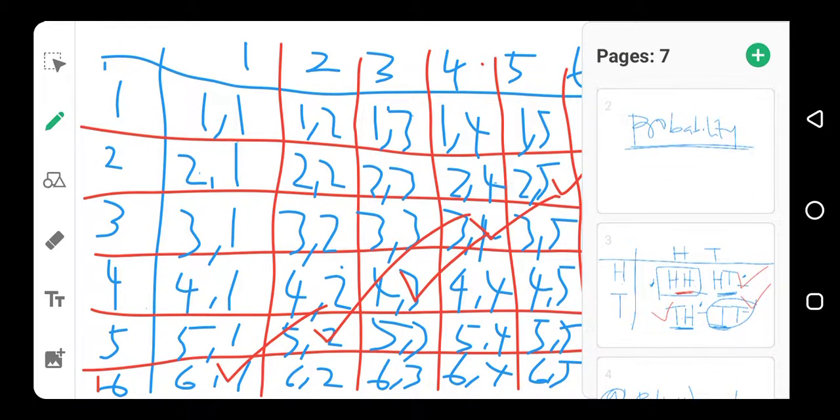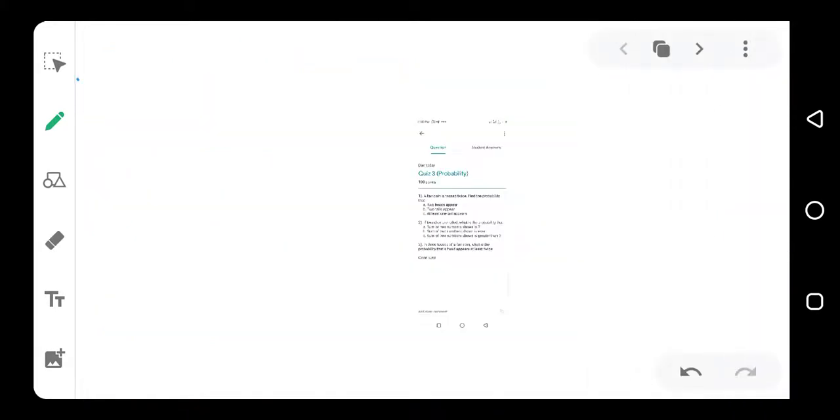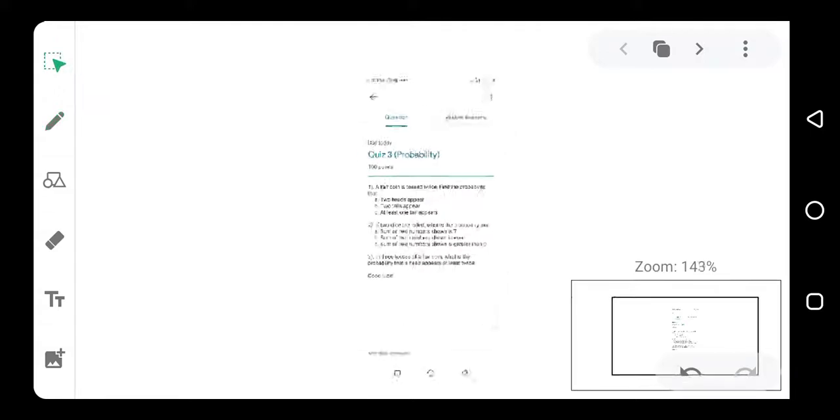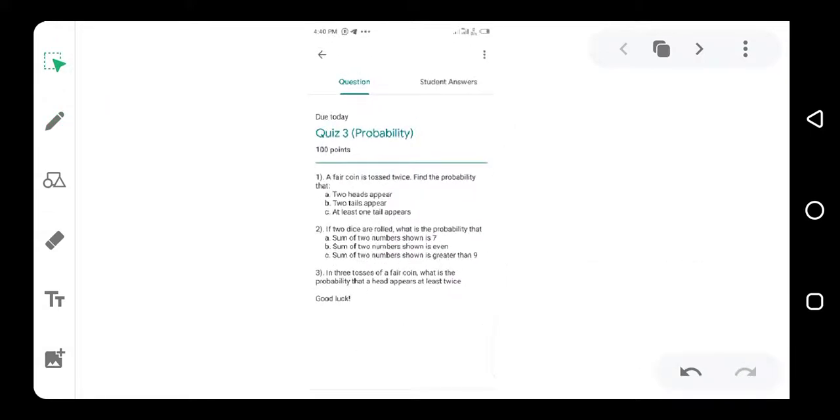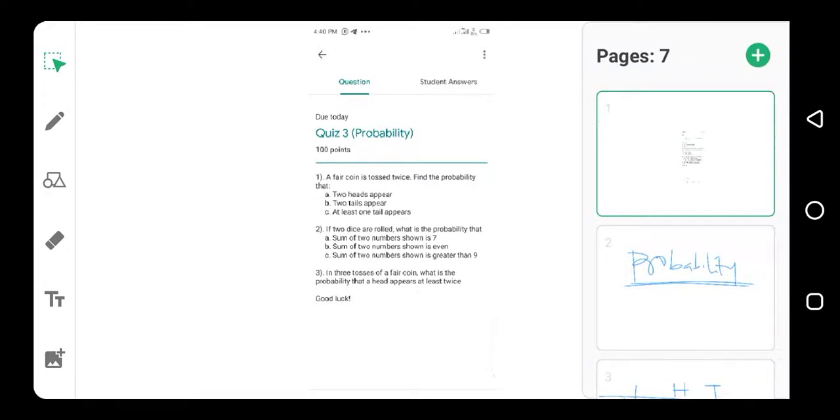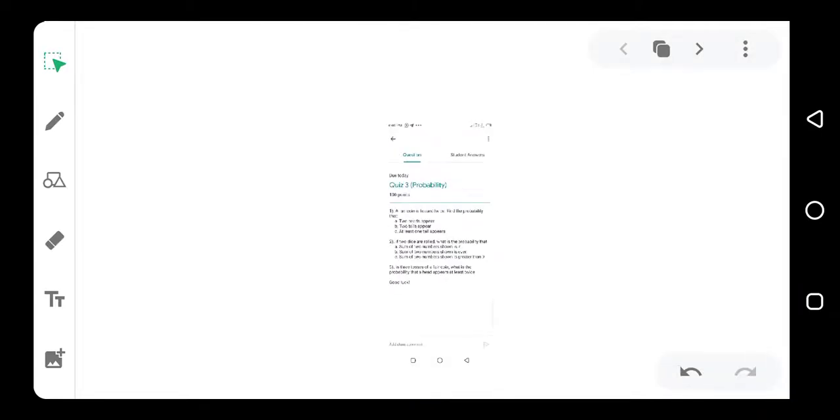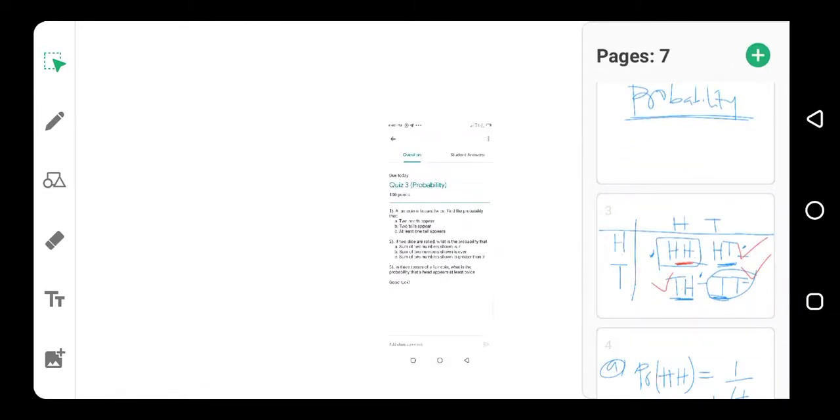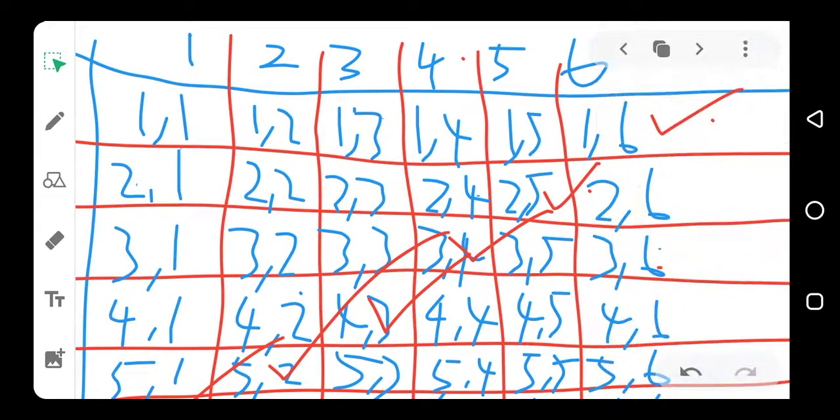The question number 2 says the probability of getting the sum of two numbers shown is even. Now we go to the table. The sum of two numbers shown is even. That is two numbers that when we join them, it will give us an even number, that is a number that can be divided by 2.